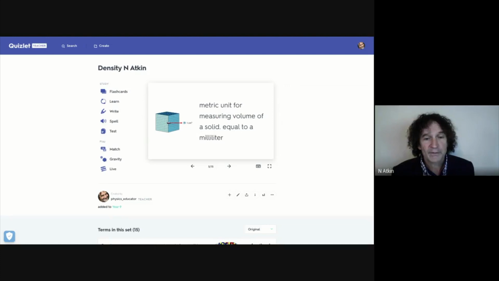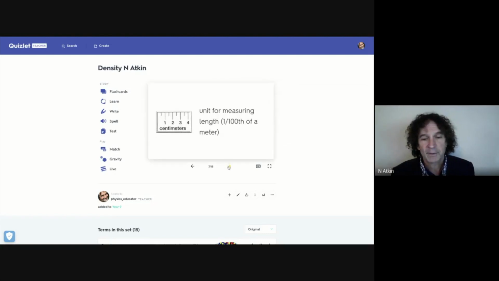So each of these tiny little things is 1 centimeter cubed or 1 milliliter. 1,000 centimeters cubed is equal to a liter. So a milliliter is 1,000th of a liter. It's a unit for measuring volumes, same as 1 centimeter cubed. Centimeters, we all know centimeters, we don't need to go through that.